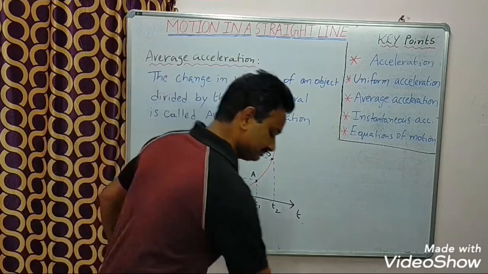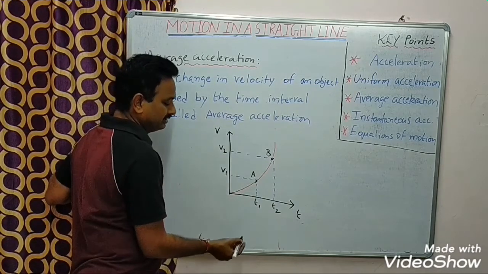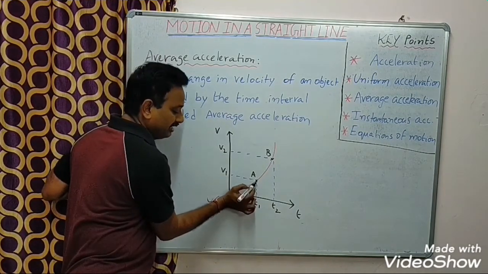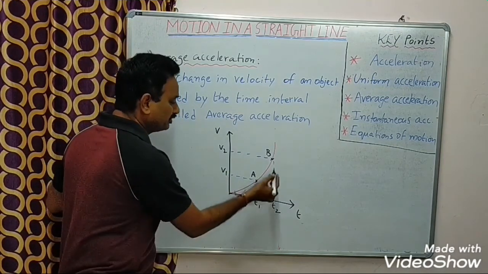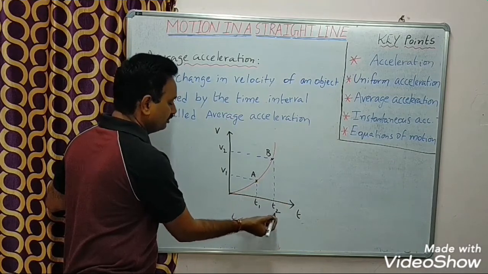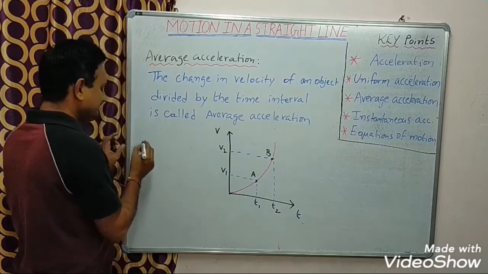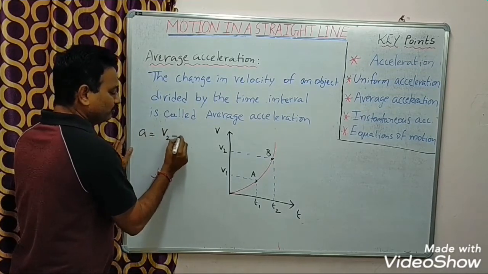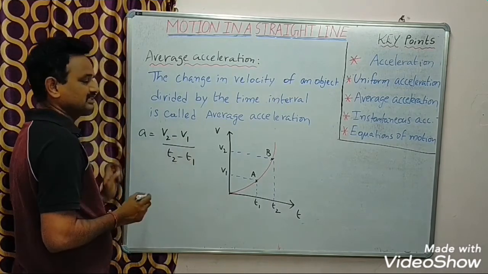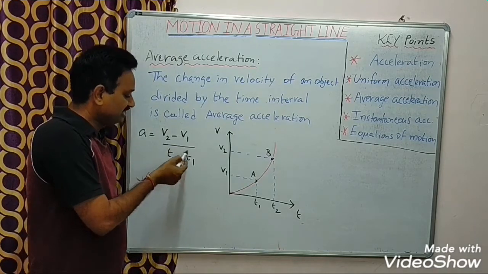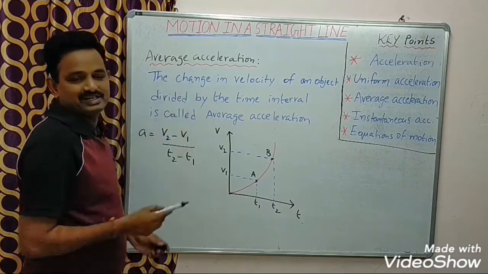Look at here. See, in this velocity time graph, the object at position A has velocity v1 at time t1, and at position B at time t2 its velocity is v2. Then its average acceleration a equals (v2 minus v1) by (t2 minus t1), that is change in velocity divided by time interval. So that's about average acceleration.